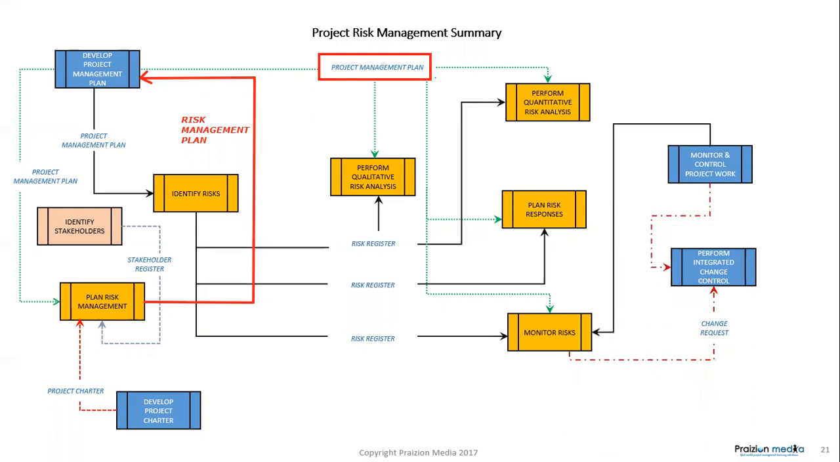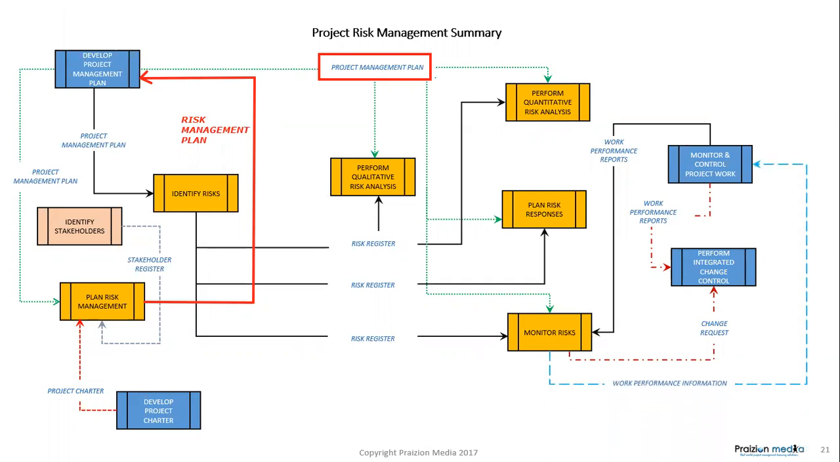And we also have the feedback loops of work performance reports right here going into perform integrated change control. And we can also see work performance reports, which are used in the monitoring of risks coming out of monitor and control project work and going into monitor risks. So you will see a lot of feedback loops here in particular.